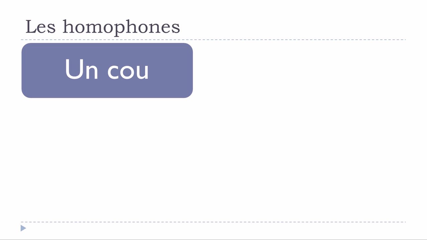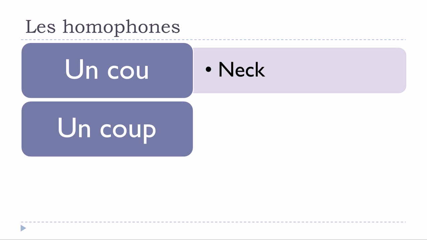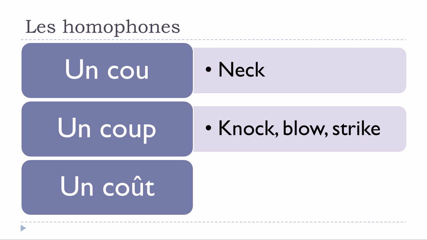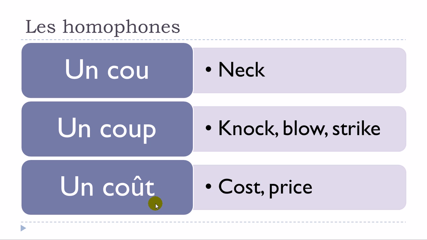Un coup. And then un coup. All right, so you can see that you get this final P here, but then you don't pronounce it. And last, un coup. Okay, remember, accent circonflex, you don't pronounce it. Final T, same thing, you don't pronounce it. Okay, so un coup, and then un coup, the same pronunciation.